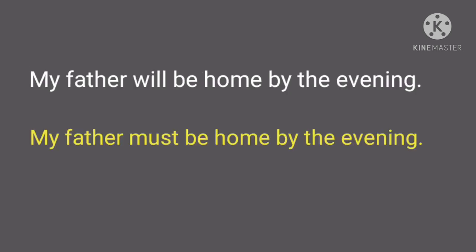Okay, now let's compare two sentences. My father will be home by the evening and my father must be home by the evening. Will be home by the evening means I'm sure my father will come by the evening. But my father must be home by the evening means my father should come home by the evening. It is necessary for him to reach home by the evening. It's compulsory. It does not show certainty.